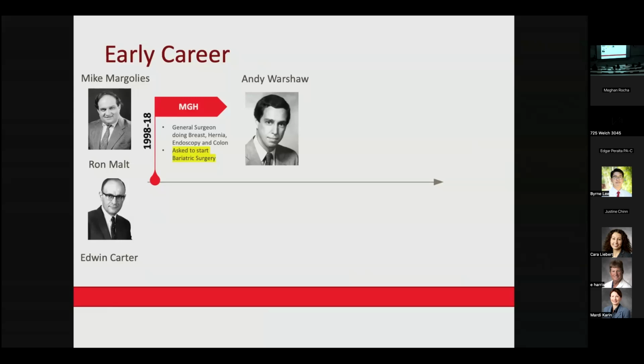And then this guy, Andy Warshaw, who had hired me as an experiment because I was part-time, he said, you're going to do bariatric surgery. And I said, yeah, no, I don't think so. What is that? I honestly didn't know what it was.